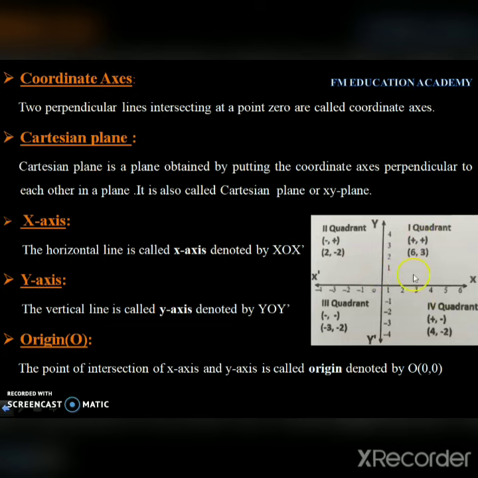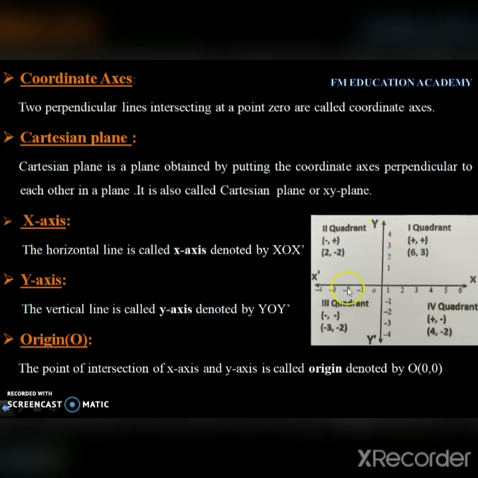And this Cartesian plane can also be called the coordinate plane or xy plane, because the axes involved are the x-axis and y-axis. Now, what is the x-axis? The x-axis is the horizontal line, and in this figure it is denoted by X'OX. What is the y-axis? The y-axis is the vertical line, and in this figure it is denoted by Y'OY.